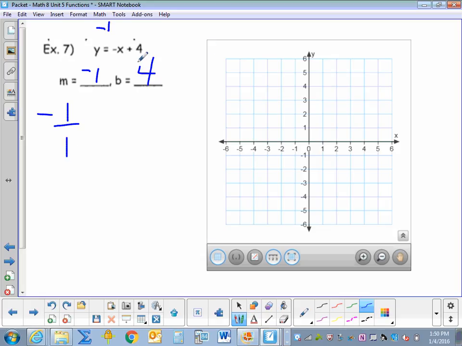So let's start at our y-intercept, or where it's touching the y-axis, at positive 4. And then we're going to go down 1 and to the right. Down 1 and to the right. And we'll draw our line.